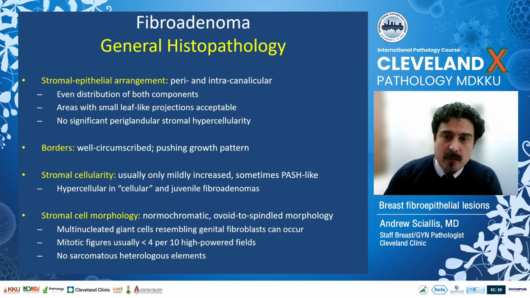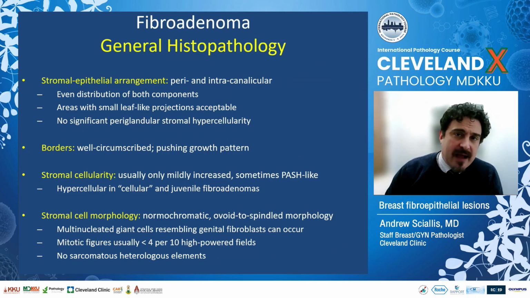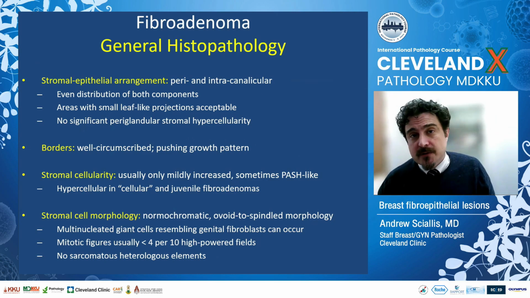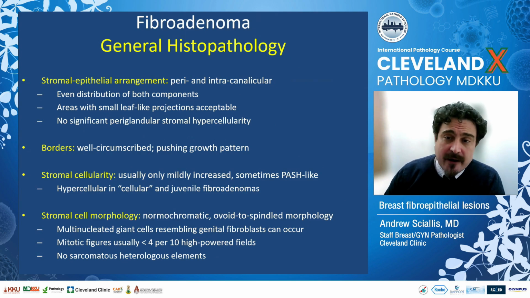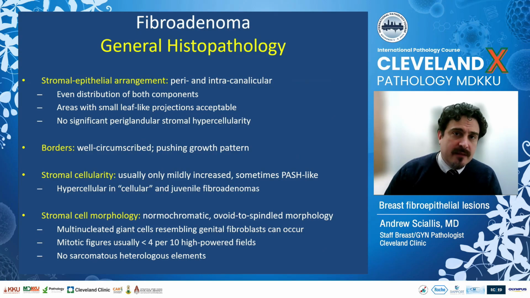In fibroadenomas, we hope to have an even distribution of both components. So there's no areas within it that have an increased stromal presence, in which I'm looking around and can't find as many glands as in other zones of the fibroadenoma. Areas with small leaf-like projections are acceptable, and we shouldn't be seeing anything like significant periglandular stromal hypercellularity, or essentially any time when the stroma around the glands tends to look extra busy.